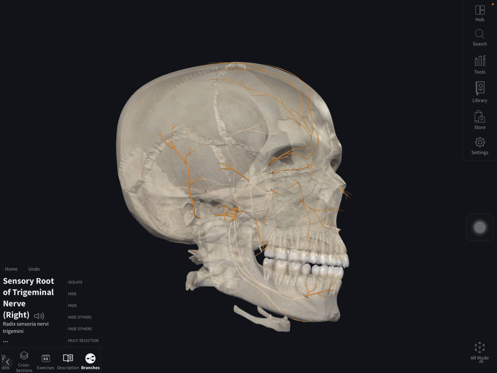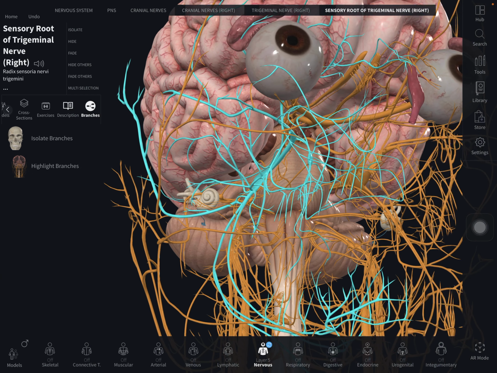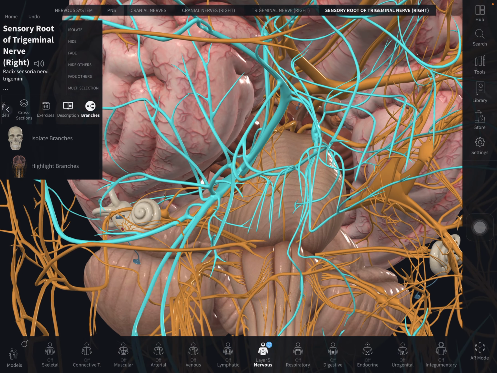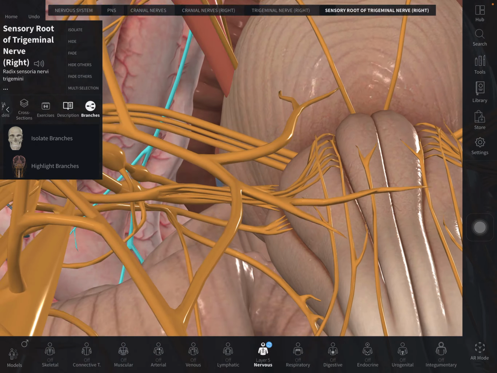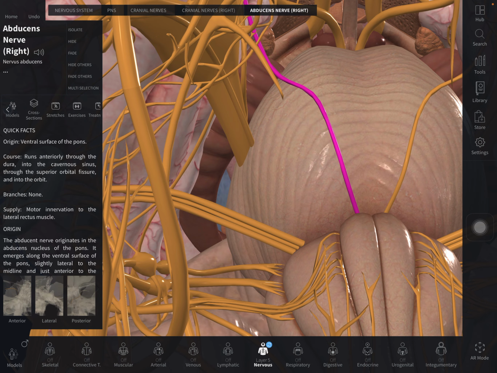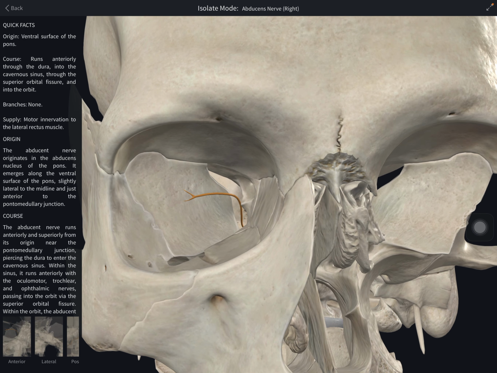Then the facial nerve, then the trochlear nerve, trigeminal, and abducens nerve. This is the abducens nerve that is supplying the lateral rectus muscle.